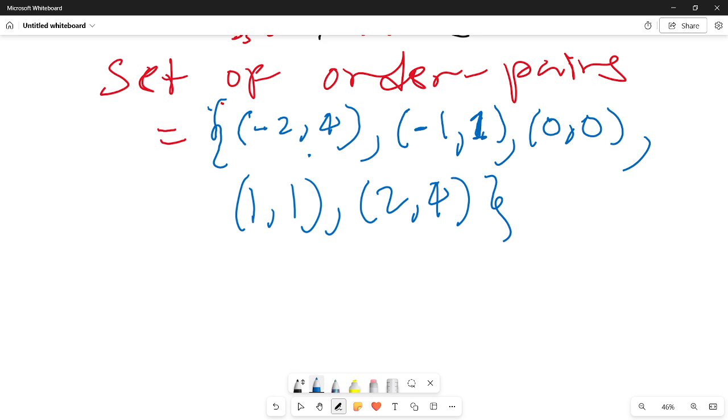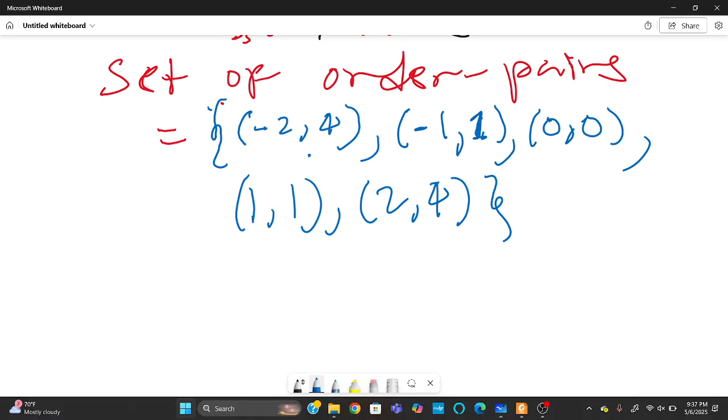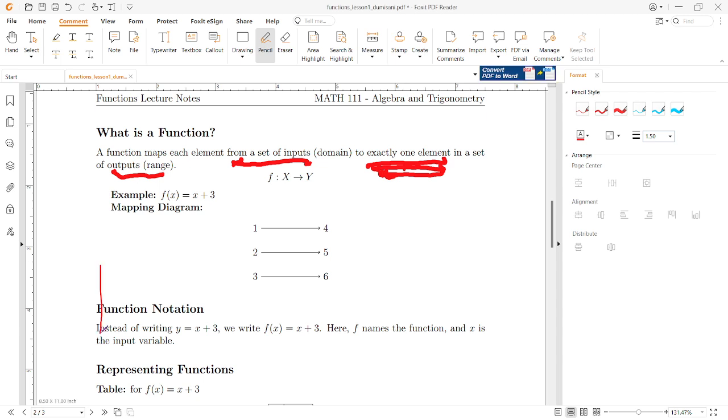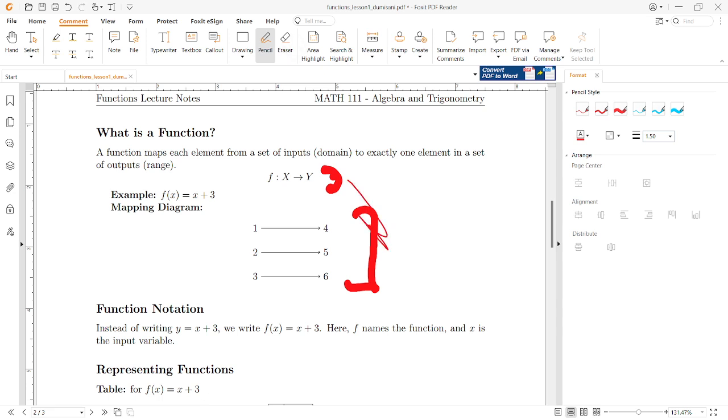All right, so let's proceed. Let's finish by defining in detail what is a domain and what is range, and we should also look at some examples. So let's go back to our file. We have looked at all this.